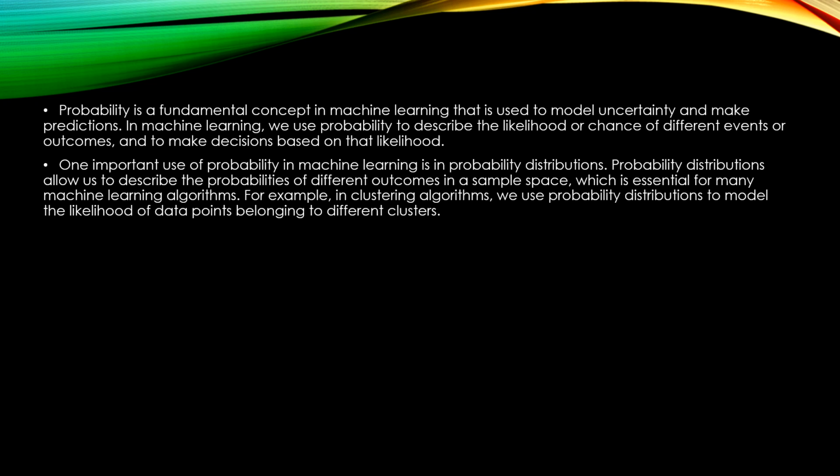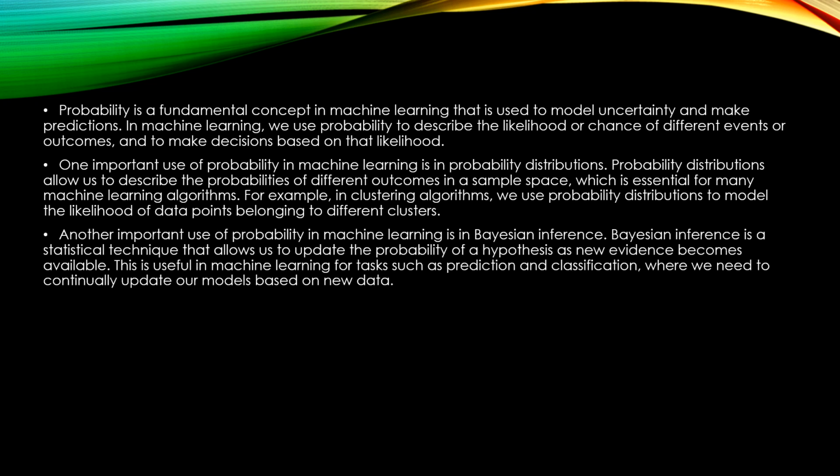One important use of probability in machine learning is in probability distributions. Probability distributions allow us to describe the probabilities of different outcomes in a sample space, which is essential for many machine learning algorithms. For example, in a clustering algorithm, otherwise known as a grouping algorithm, we use probability distributions to model the likelihood of data points belonging to different clusters. So I will not give any examples on that right this moment.